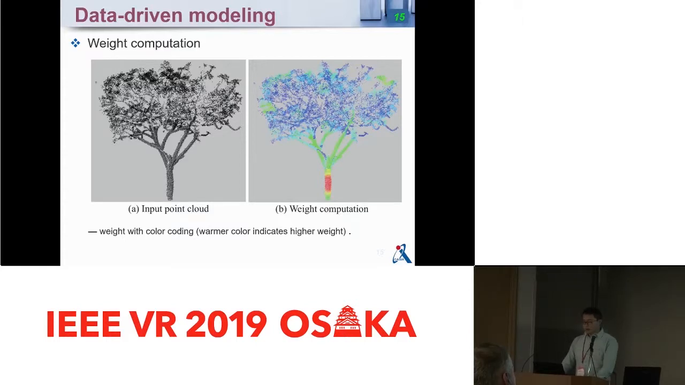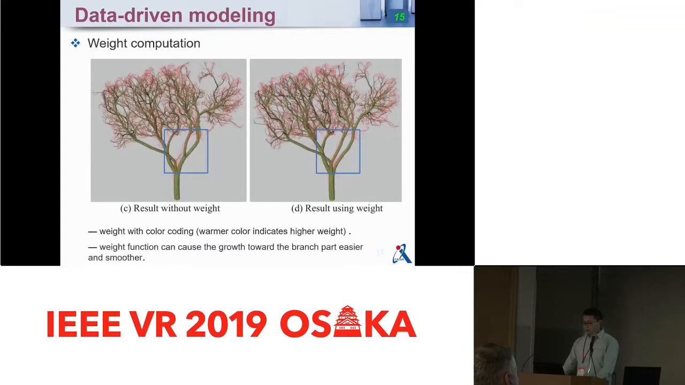Second, we found that the points on the branch part usually have a larger influence than the leaf points. So we compute a weight for each point by using the principal directions. Here in figure B, we show the weight map where the warm color indicates a higher weight. Here we show the results without weight and using weight. We see that the weight function can make the growth towards the branch part easier and smoother.